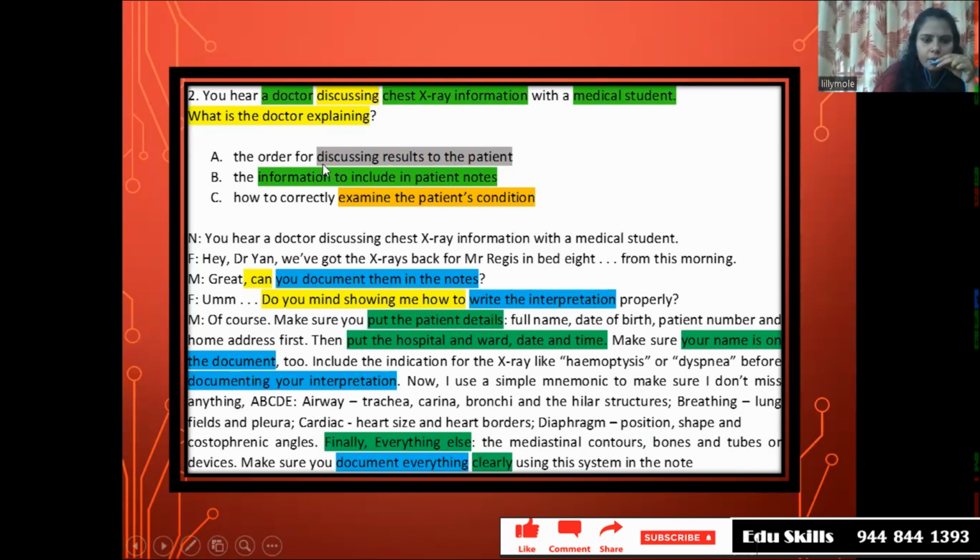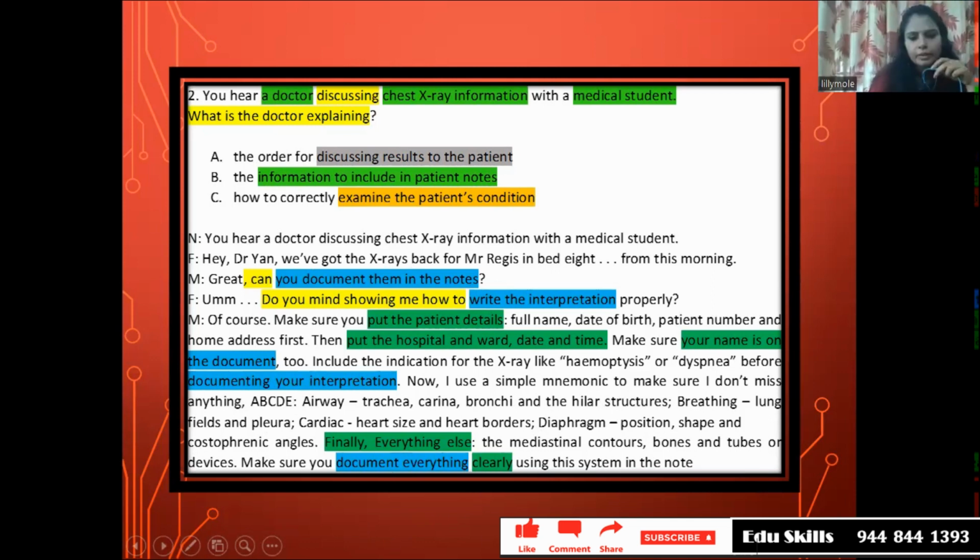Option A is telling the order for discussing results to the patient. He is telling about the order for discussing the results to the patient here regarding this ABCDE, but it is not the topic sentence, right? Then option C is telling how to correctly examine the patient's condition. They did not tell about how to correctly examine the patient's condition. So option B is the correct one. Is that clear to you? Yes, sister.